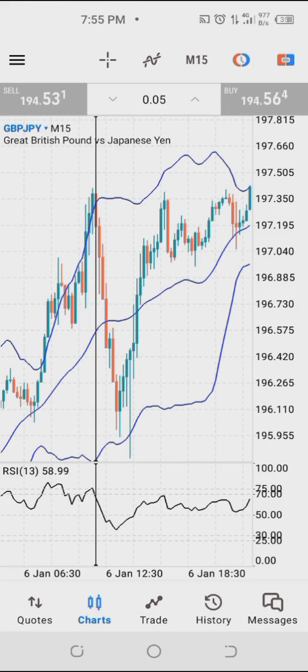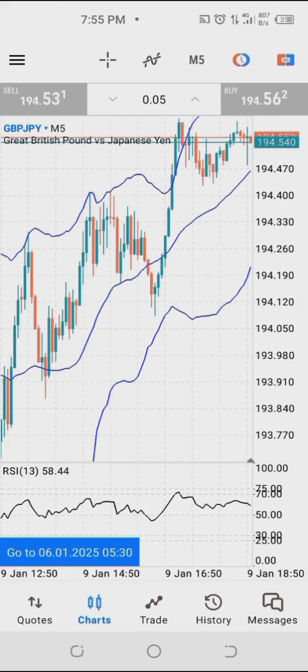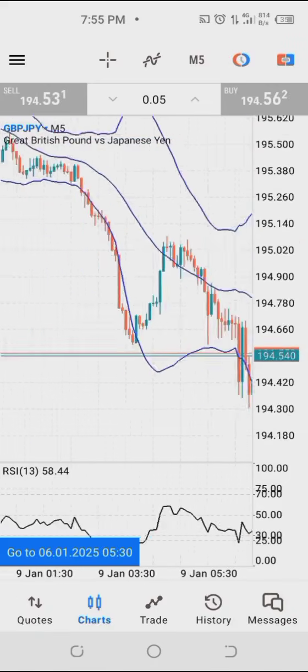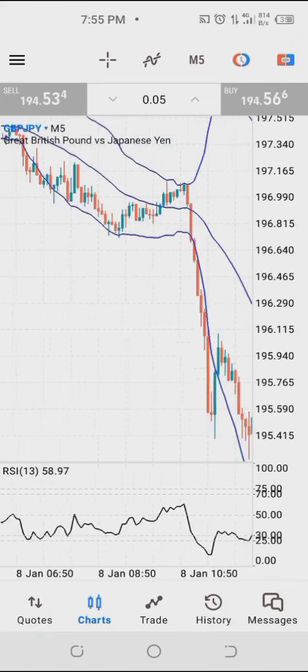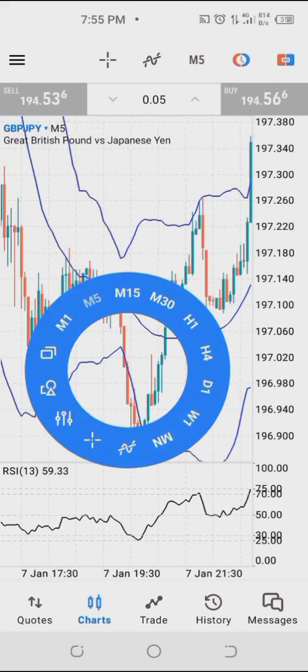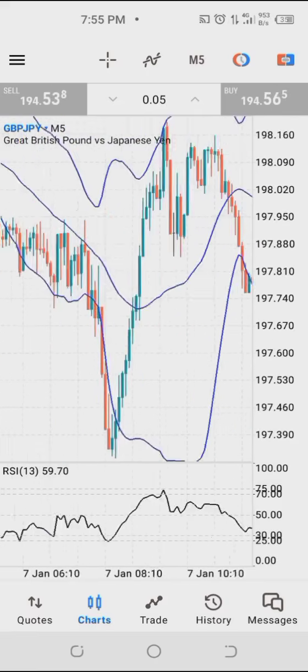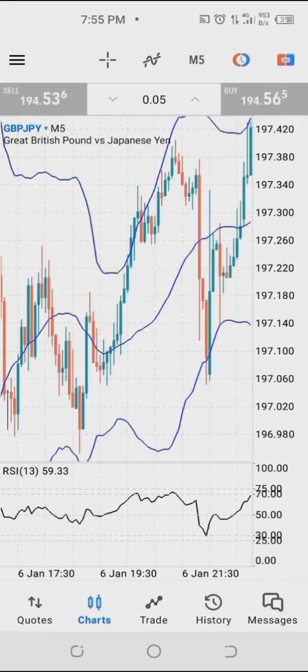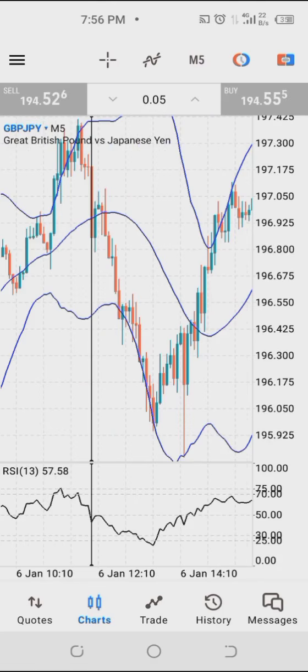But of course, to be double sure, you move over to the 5 minutes time frame and you must ensure that the RSI in the 5 minutes has gotten to the level 50. Then you can hold your trade till the midpoint.